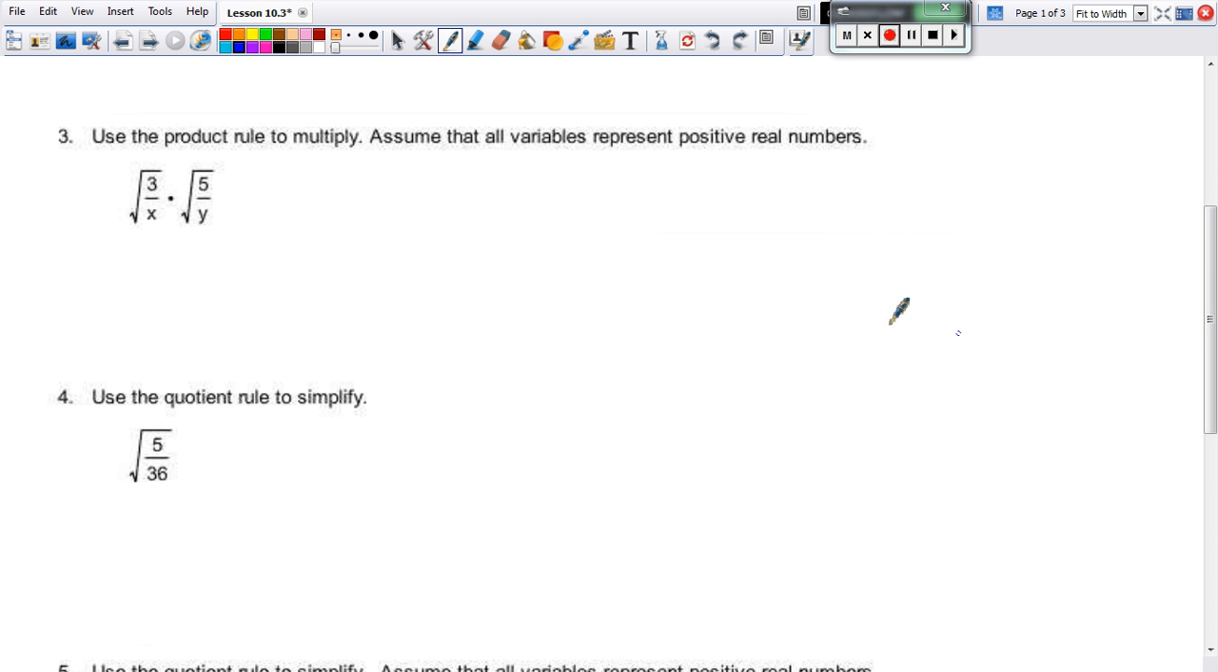It's the same thing with the fractions, except on these I'm going to go ahead, actually, I'm going to leave them all as 1. 3 times 5, that's a times, and x times y. So I get the square root of 15 over xy.